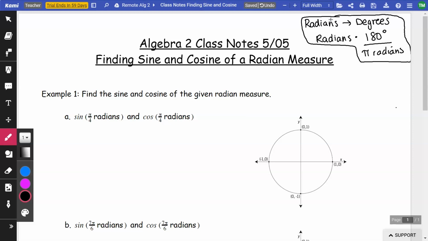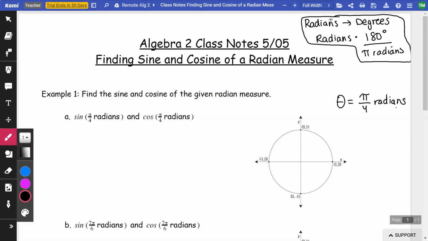So in example 1, part A, I want to find the sine of and the cosine of the given radian measure. So we want to find the sine of pi over 4 radians and the cosine of pi over 4 radians. What we need to figure out is where the angle pi over 4 radians is in relation to our unit circle. There's a couple ways that we could go about this. One way is if I'm talking about the angle measure theta being equal to pi over 4 radians.